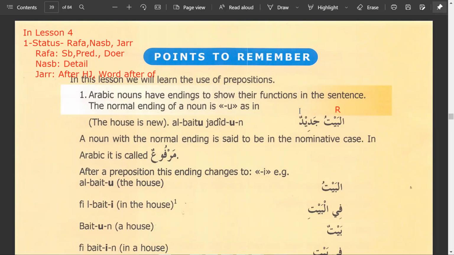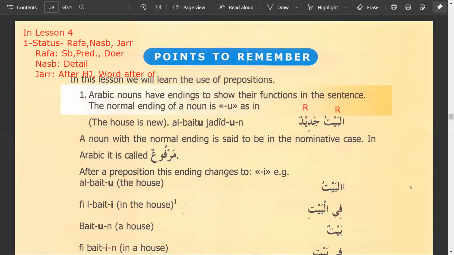So jadidun is what part of the sentence? What's the role it's playing? Al-baytu is the subject and it's rafa. Jadidun is rafa in status, but is it the subject of the sentence? Or what? Oh, it's a predicate. It's a khabar. So, al-baytu jadidun. If I say the house, you don't know what is about the house. When I say jadidun, now you know the khabar, the news about the house. So the news about the house is that it's new. Got it?